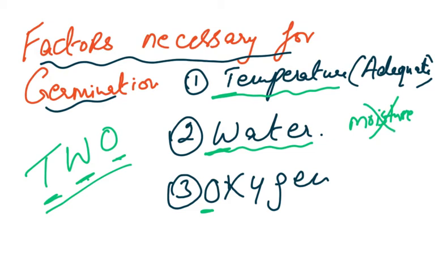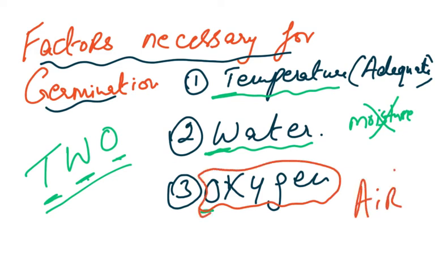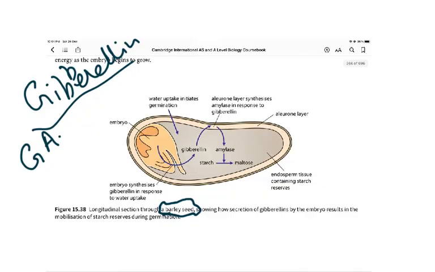And we need oxygen. So oxygen is needed. Please do not say air. Air would be wrong because air has a lot of other stuff in it. So factors necessary for germination are temperature, water and oxygen. Now going back to the barley seed, first of all we say water uptake initiates germination.